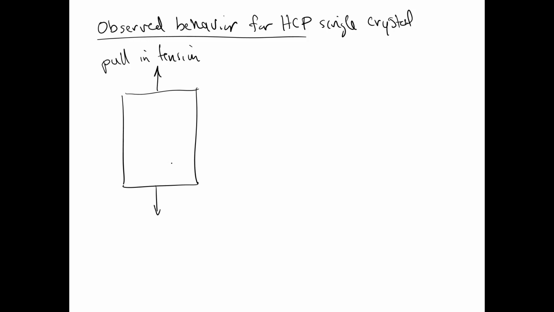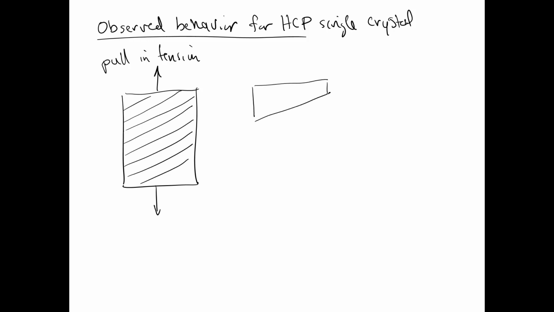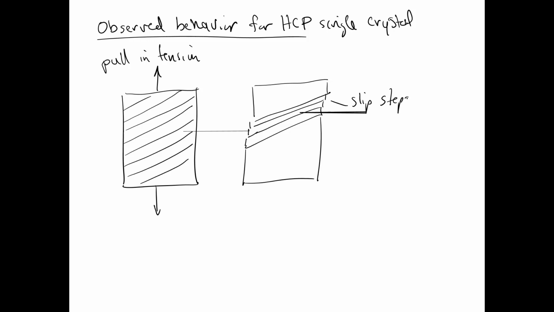And so we've got a single crystal here. And let's say that the slip planes, there's only one set, we said. Let's say they're oriented like this. Well, the observed behavior is that things slip along those planes. And so we observe blocks of material slip like this. Those are called slip steps or slip lines. So that's how the crystal deforms.